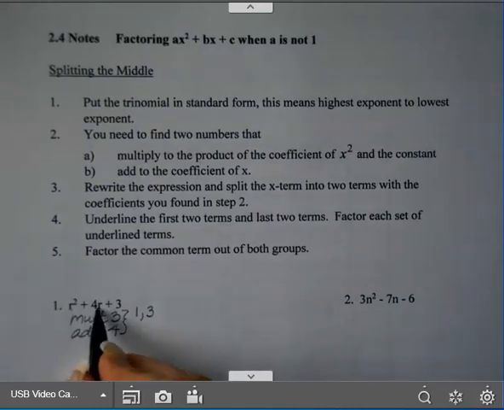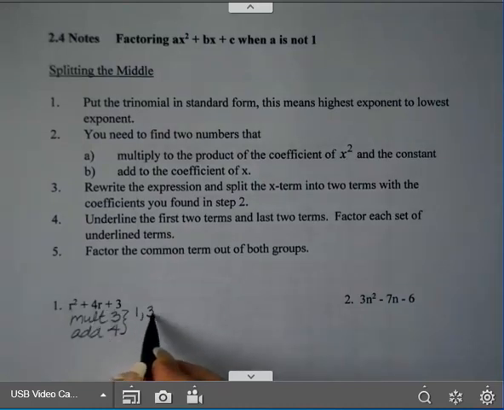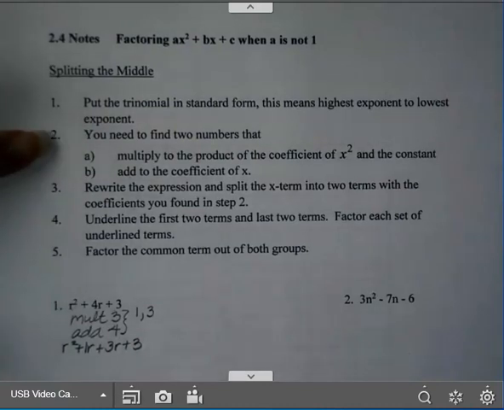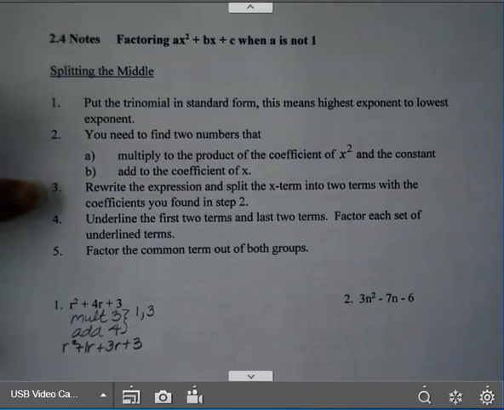We're going to split 4r into 1r and 3r. 1r plus 3r would give us 4r. My first term and my constant don't change. But instead of writing 4r, I'm going to write 1r plus 3r, which is splitting that middle term. So we did step 2 and step 3 now. Now I'm going to go to step 4.